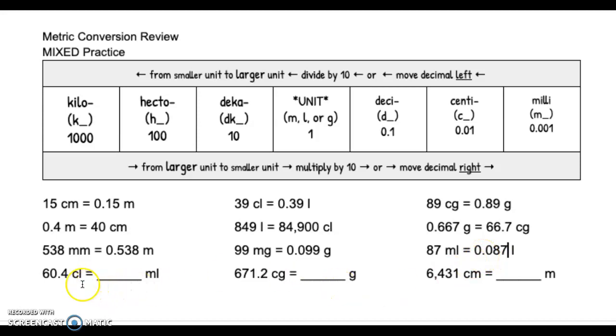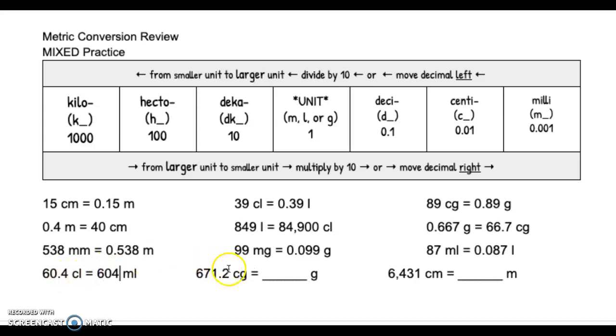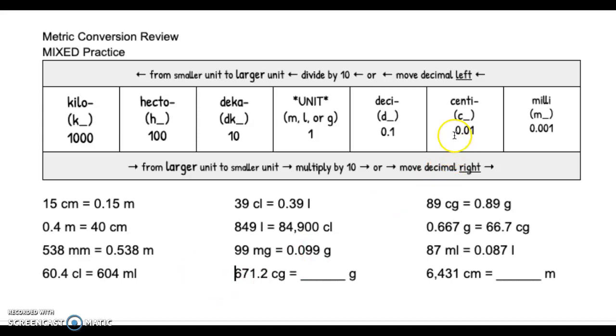And my final row, 60 and 4 tenths of a centiliter to milliliters is 1 spot to the right. So I get to move that decimal 1 spot to the right, 604 milliliters. Centigrams to grams is 2 places to the left. So this decimal point moves 2 places to between the 6 and the 7. 6.712. We would say that 6 and 712 thousandths grams.